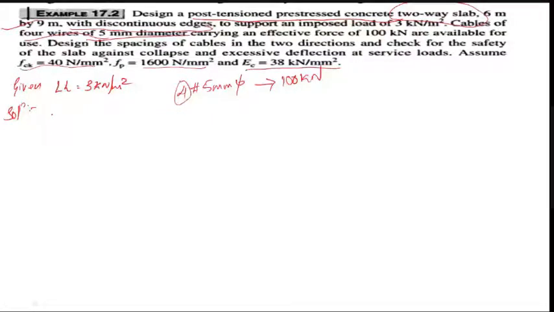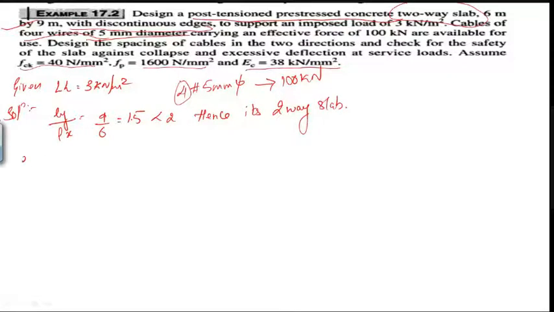So we will check which type of slab it is. 9 upon 6 gives 1.5, which is lesser than 2, hence it is a two-way slab. Okay, first step. The first step is calculation of the thickness of the slab.